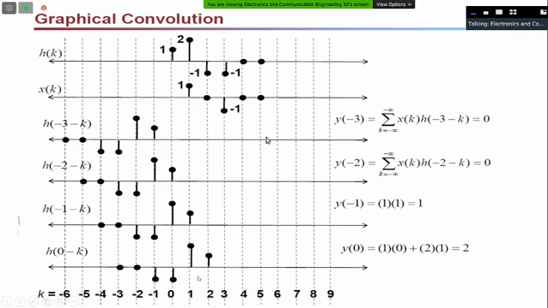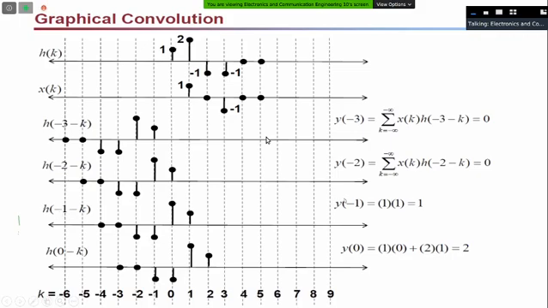The point is that you have to multiply the corresponding values. Then you shift and move the h[k] sequence to the left, by h of -1 minus k. That means n is equal to -1 here.